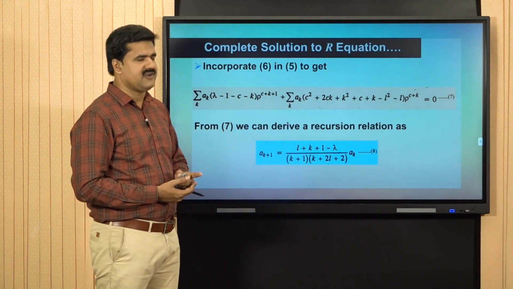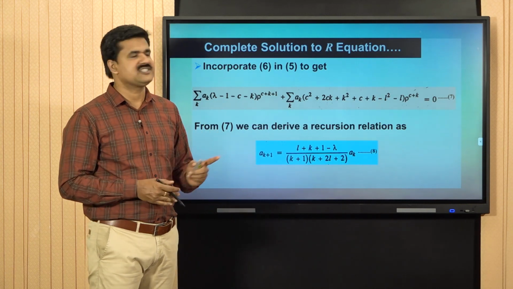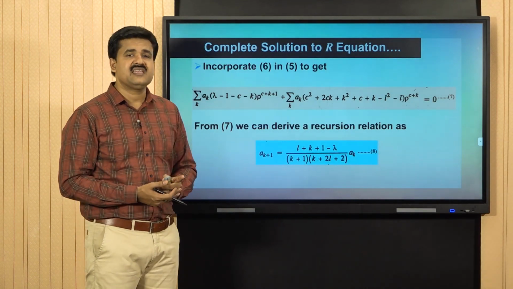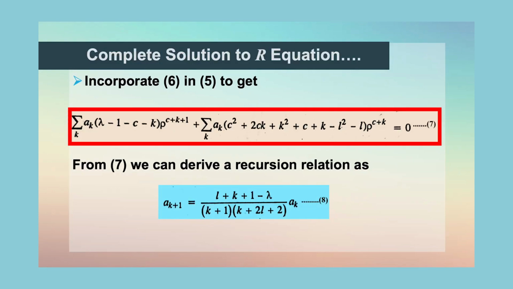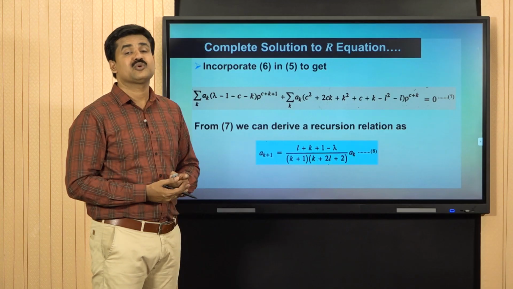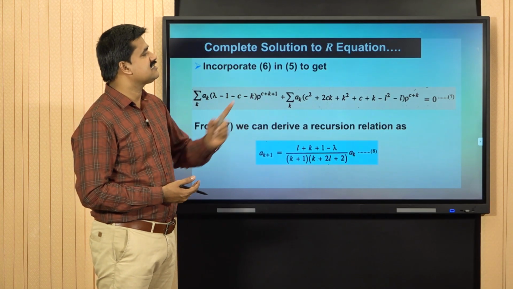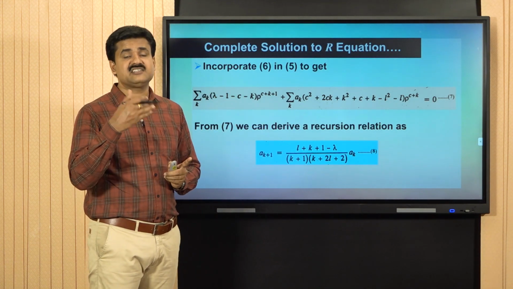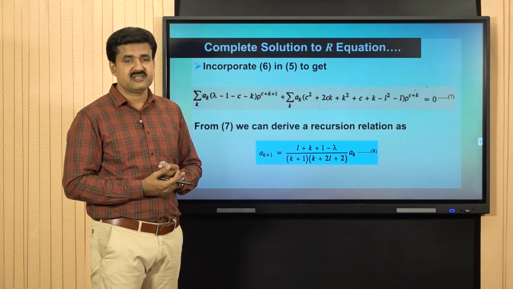Incorporating 6 in 5, we are getting a new equation like 7. The new equation is summation over k of a_k into lambda minus 1 minus c minus k, rho raised to c plus k plus 1, plus summation over k of a_k into (c² plus 2ck plus k² plus c plus k minus l² minus l) rho raised to c plus k, equal to 0. This equation we get from the summation term that we noted previously.